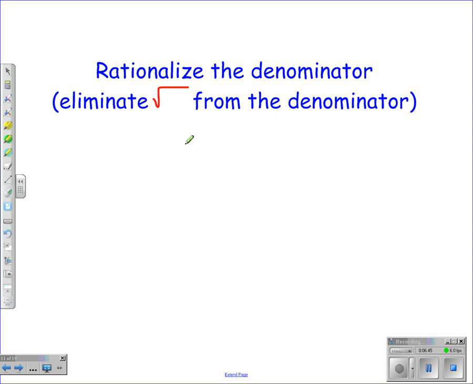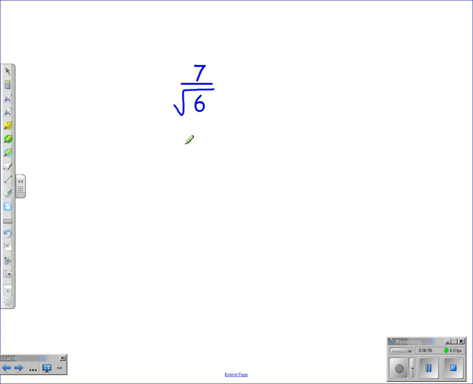Rationalizing the denominator means that we want to eliminate the square root from the denominator. Especially if you have a non-perfect square, this is what we're going to have to do. You'll have 7 over the square root of 6. Remember my comment earlier about multiplying a number times itself, and they're both underneath the radical? Well, we're going to multiply by whatever is in the denominator, both in the numerator and denominator. We know that this fraction is really equal to the number 1. So we haven't changed the fraction at all. We're just multiplying by 1. But the deal is we're changing what it looks like.